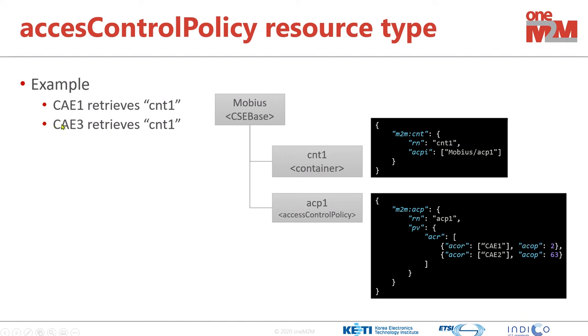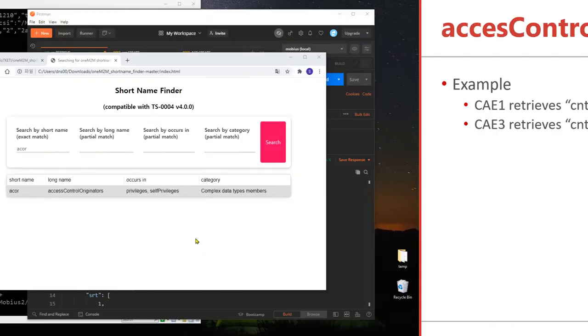In case of CAE3's retrieve on CNT1, there's no CAE3 at all, so it is denied, because basically all the access control rules in oneM2M's ACP resource are a whitelist. If you can find something in the list, then it is allowed, but if you cannot find anything, then it is not allowed. So that's what I meant by the whitelist. So let's try this out together.